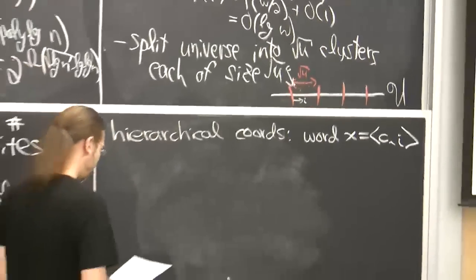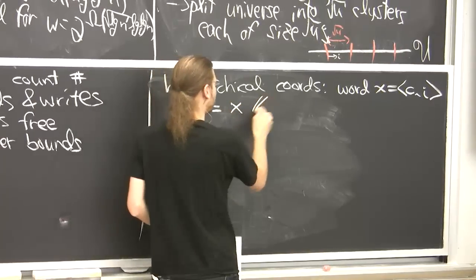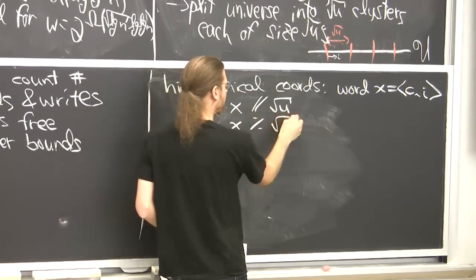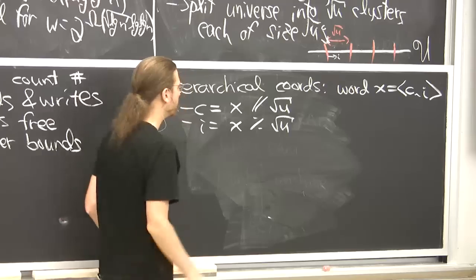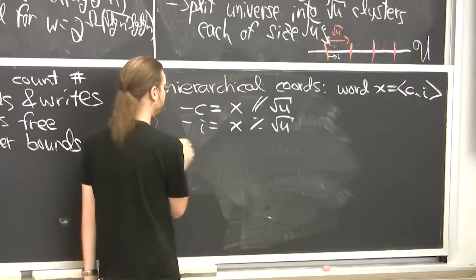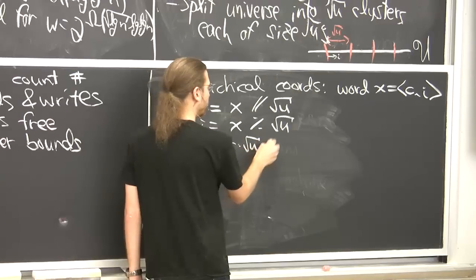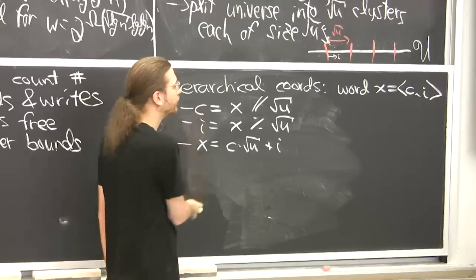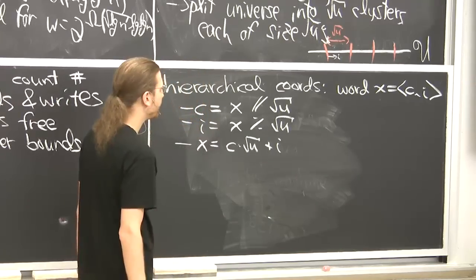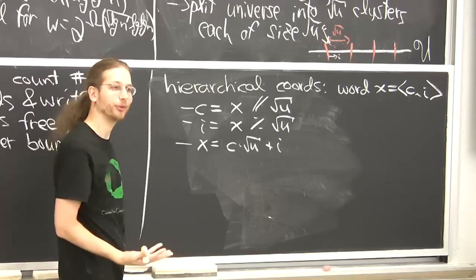Okay, pretty simple. And there's easy arithmetic to do this. c is x integer divide root u, and i is x integer mod root u. I'll use Python notation here. I think you all know this. And if I gave you c and i, you could reconstruct x by just saying c times root u plus i. So in constant time, you can decompose a number into its two coordinates. That's the point. In fact, it's much easier than this. You don't even have to do division if you think of everything in binary, which computers tend to do.